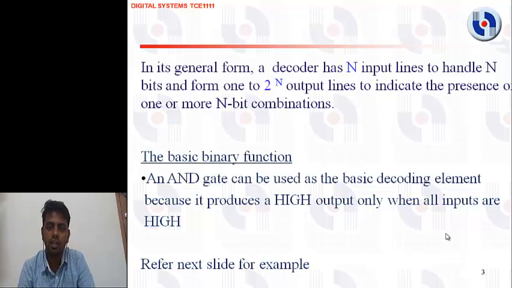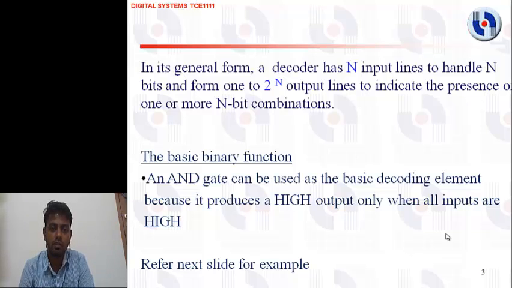In its general form, a decoder has n input lines to handle n bits and from 1 to 2 raised to n output lines to indicate the presence of one or more n-bit combinations. This formula is used while designing decoders, where we initially have n inputs, and we have to convert this n number of input data into 2 raised to n output lines, with 2 raised to n different logical combinations.